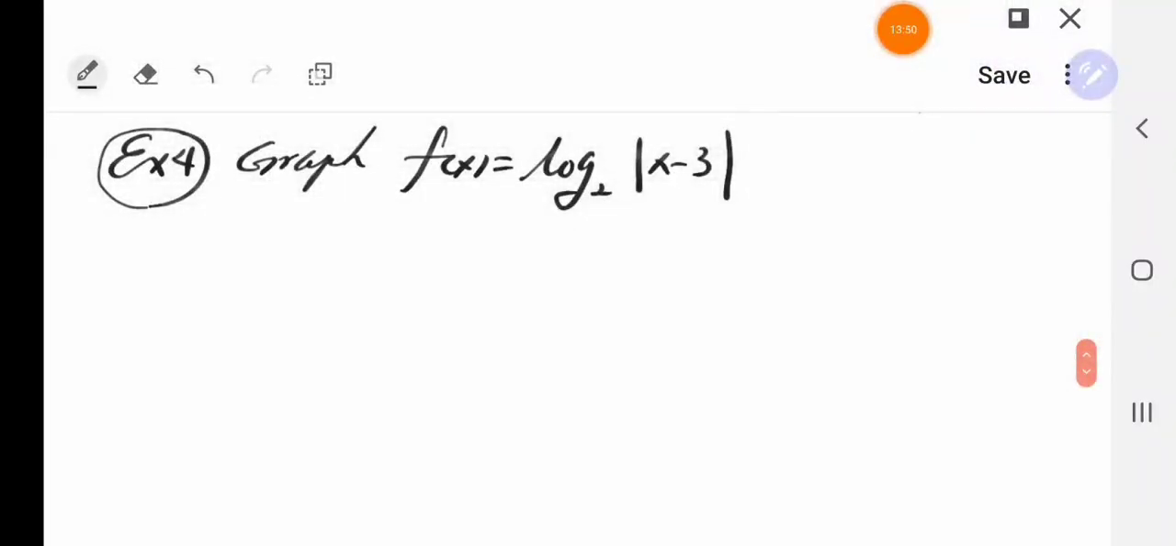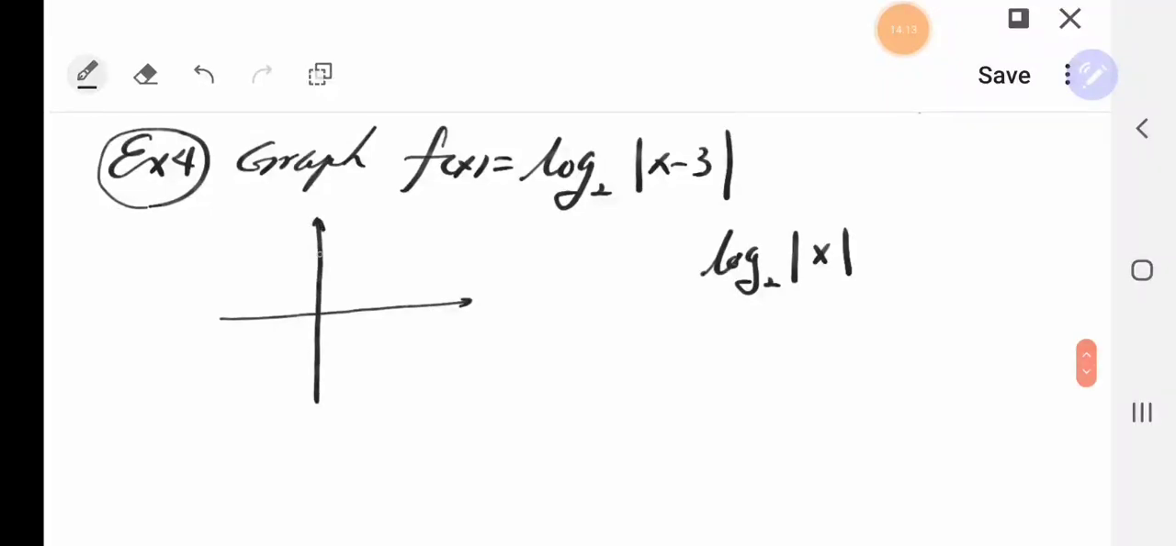Okay, to graph this, logarithm base 2 of absolute value x. Let's use a transformation. The parent function can be logarithm base 2 of x. The graph of this, usually logarithm base 2 of x looks like this. When x equals 1, y equals 0.